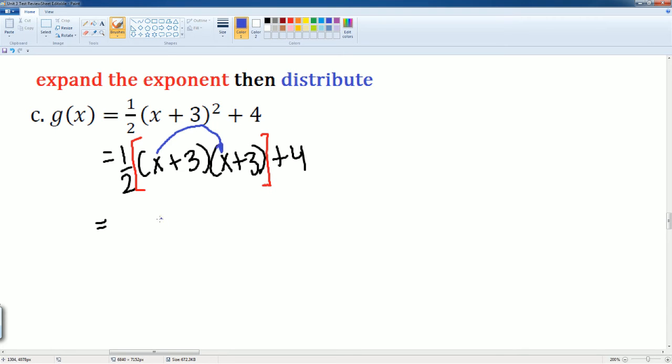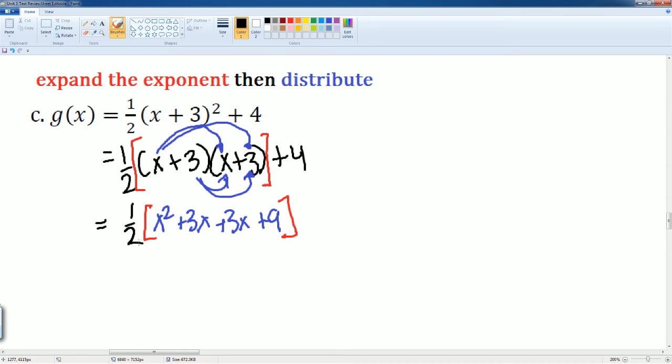x times x will get you x squared. x times 3 will get you 3x. 3 times x here will get you 3x. And 3 times 3 here will get you 9. Put this in the red parentheses. Then we have a 1/2 in front. Then we have a plus 4 here. Now we can just distribute here.